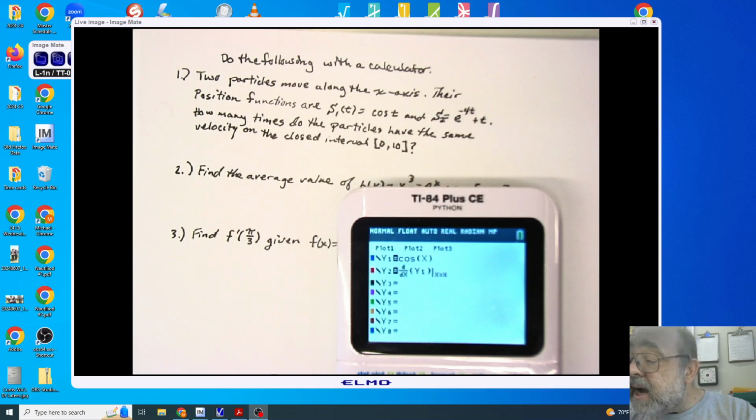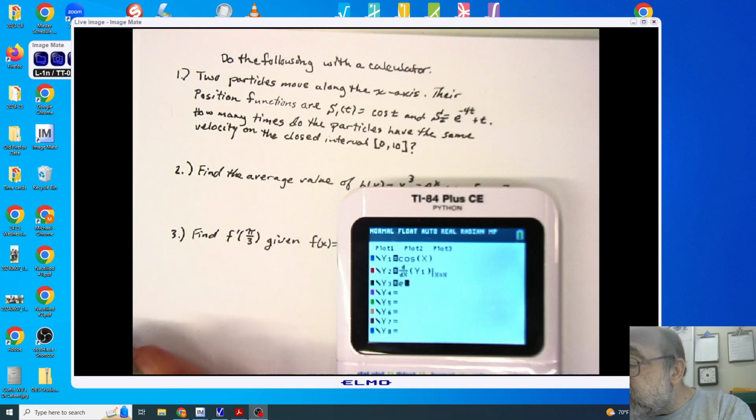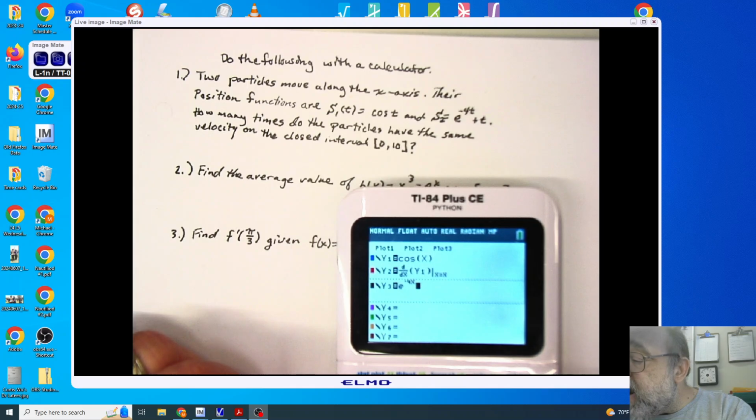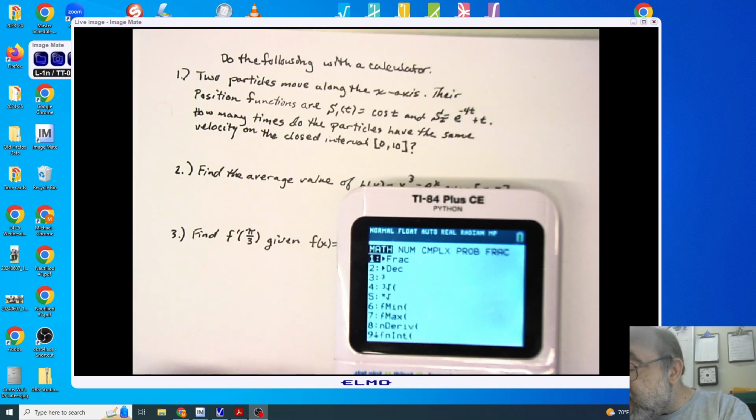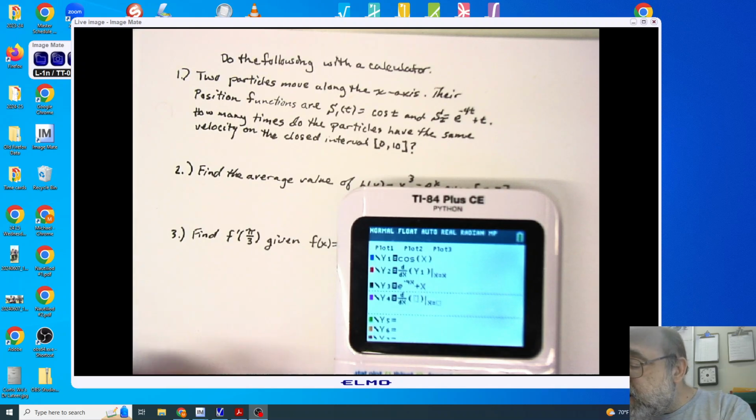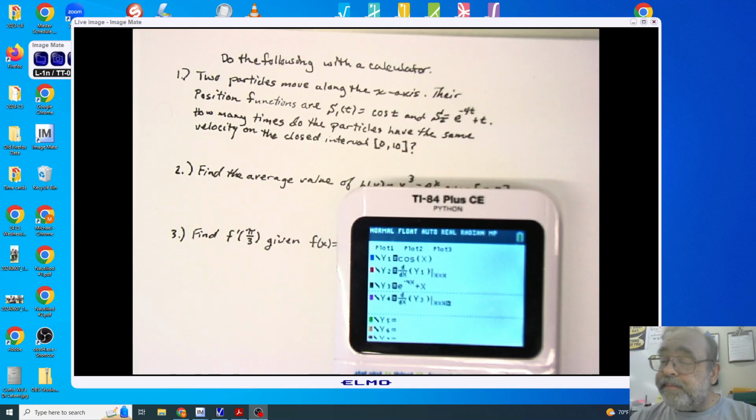I'm then going to go to the second function, which is e to the power of negative 4x. Move the arrow to the right and do plus x. Then I'm going to go down and do math 8 again. X is the variable of differentiation, and we now want alpha trace y3. Then I'm going to put over all x again.